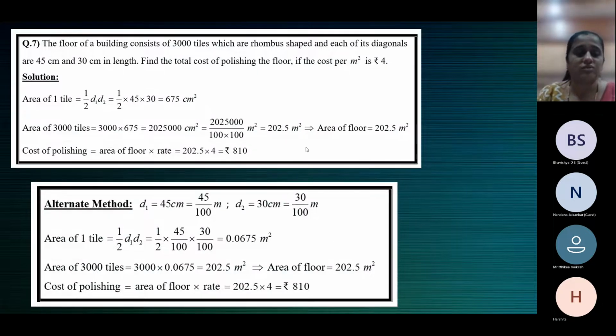Yes, children. Don't see the alternate method. Work the first one. Write down the question, children.